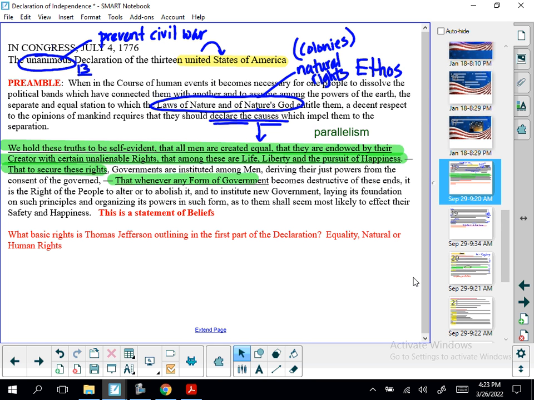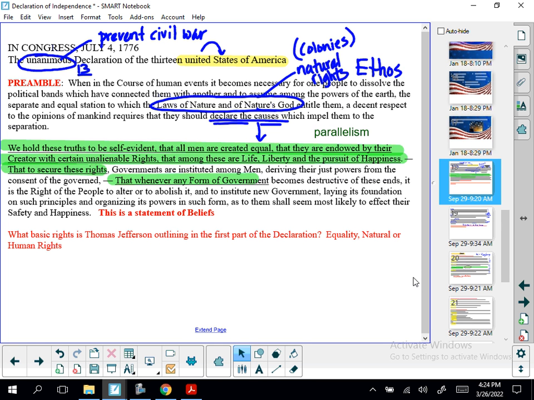I'm going to have you circle the phrase laws of nature and nature's God. What he's doing is setting up his ethos. Not his ethos as Thomas Jefferson, but he is saying that basically God has entitled them to outline those issues that they have with England. So this is basically to declare the causes of why we are going to separate from Great Britain.